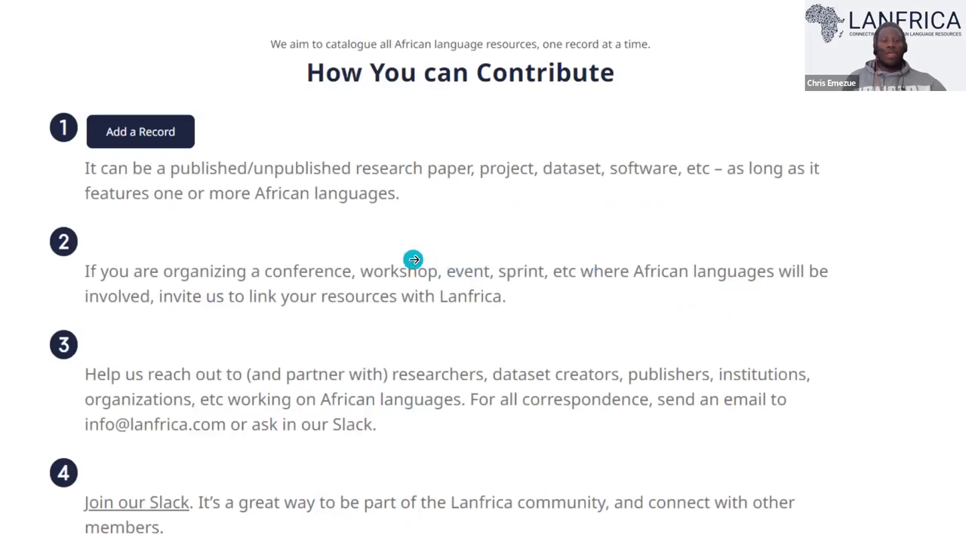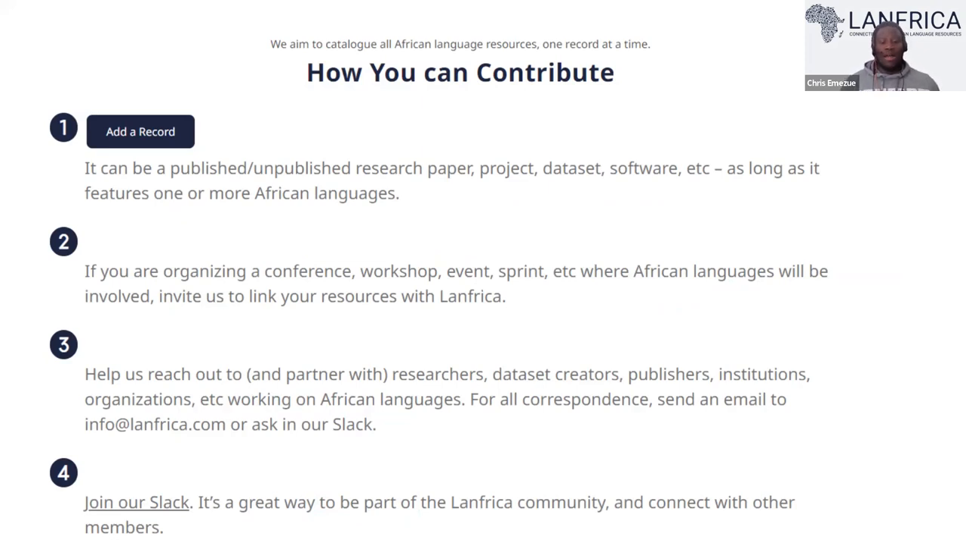As I mentioned before, we use the community-based approach. So the community, everyone, you can contribute. The different ways to contribute: you could add your record to be linked. If you're organizing a workshop or an event where African languages will be involved, you could invite us to link the resources.